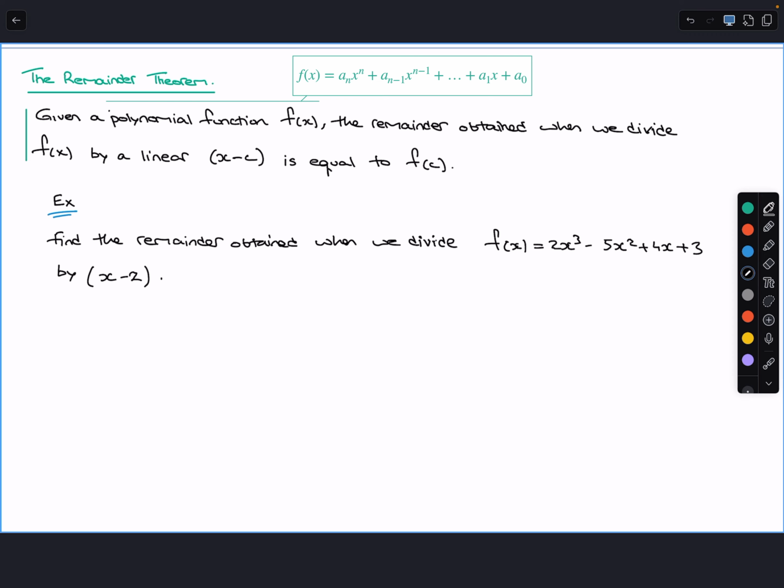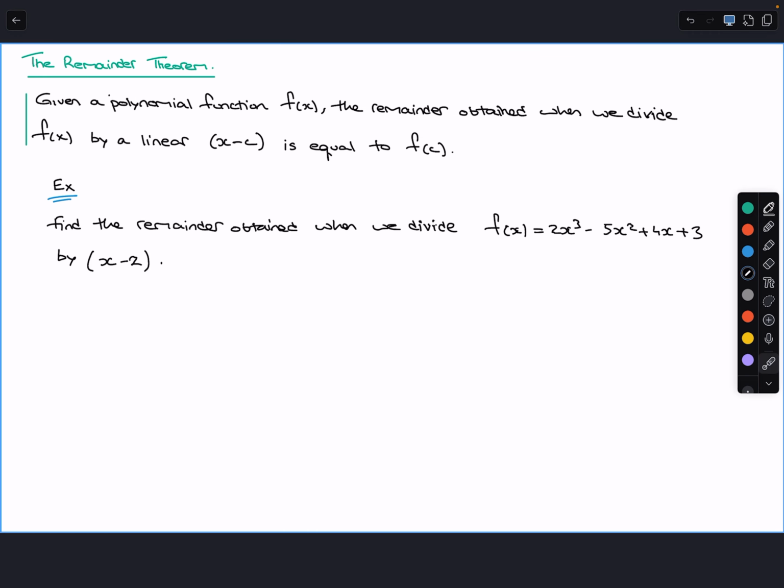Now we basically have two ways of doing this. According to the remainder theorem, if we were to divide this function by x minus 2, the remainder we'd get would just be equal to f of 2. So the remainder is equal to f of 2. Two ways of doing that: we could use synthetic division, or we could just evaluate f of x by replacing all the x's by 2. I'll do that here.